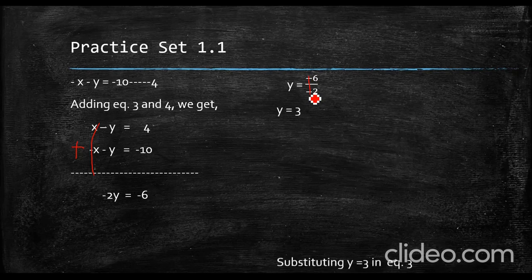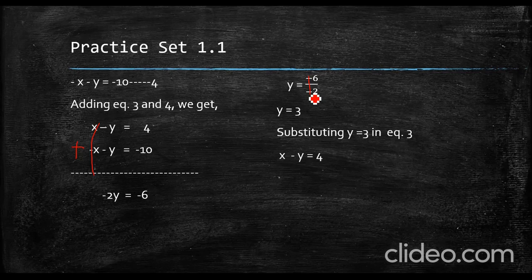And then the next step is to substitute it in any of the equations. मैंने third equation लिया because it is easy. So third equation is x minus y equal to 4. So in place of y, I'm going to substitute 3 here. So x minus 3 equal to 4. So minus 3 है, when it comes to the other side वो क्या हो जाएगा? Plus हो जाएगा. So x is equal to 4 plus 3. So x का answer आएगा 7.